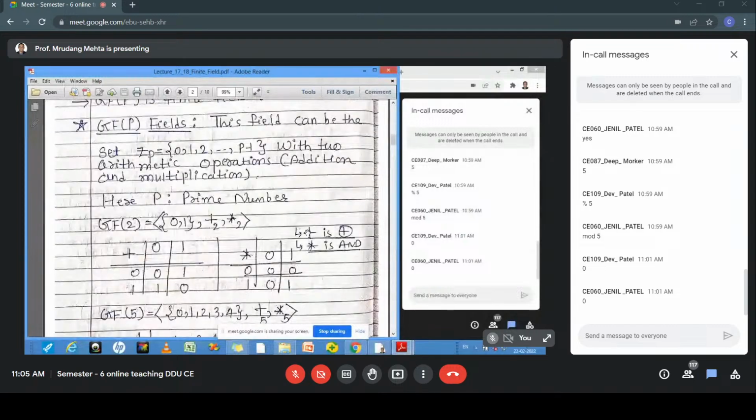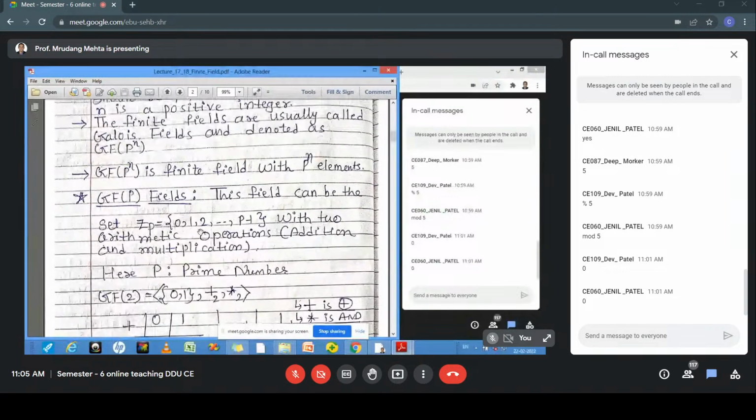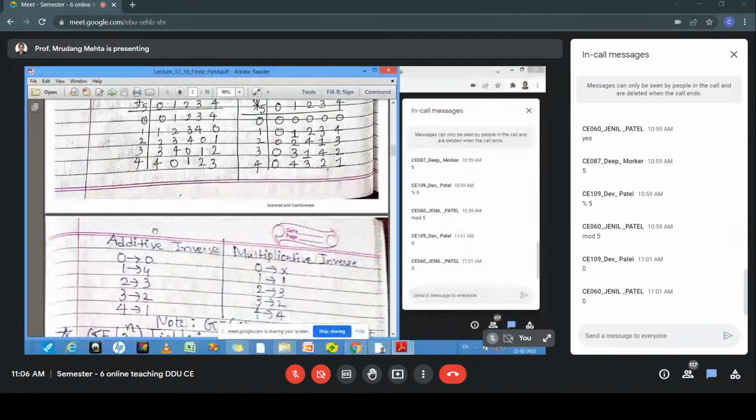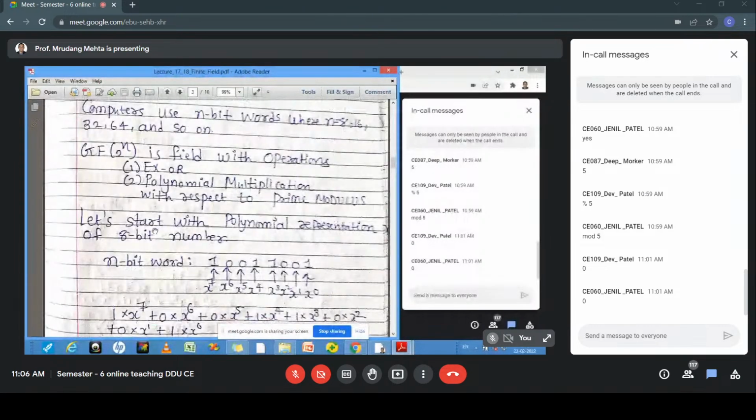So this Galois field is having first a set, that is ZP, where P should be prime. But if we take 4, then we have Z4, right? So 0, 1, 2, 3. Yes, 0, 1, 2, 3, right? So you can do that exercise.